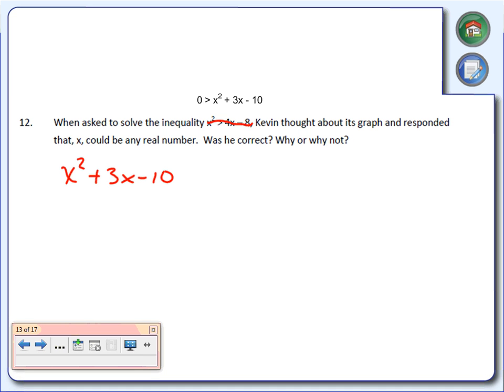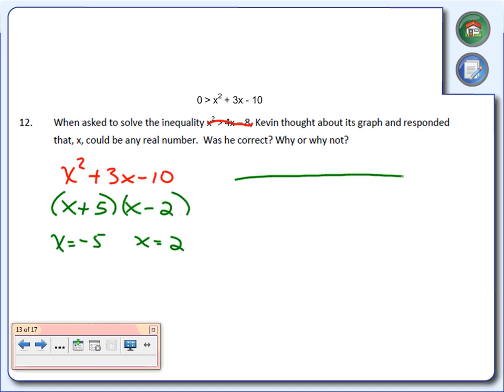First, we need to find the solutions to the quadratic, and we can use the method of our choice. I think I'm going to use factoring here. x times x is going to give me the x squared. What two numbers can I multiply together to get negative 10, but would also add up to a positive 3? That would be positive 5 and negative 2. They add up to 3, and when I multiply them, they give me the negative 10. So these are the factors. And if those are the factors, the solutions to this quadratic would be negative 5 and positive 2.